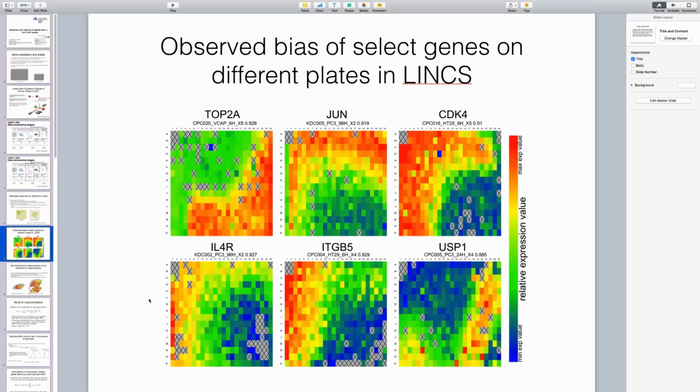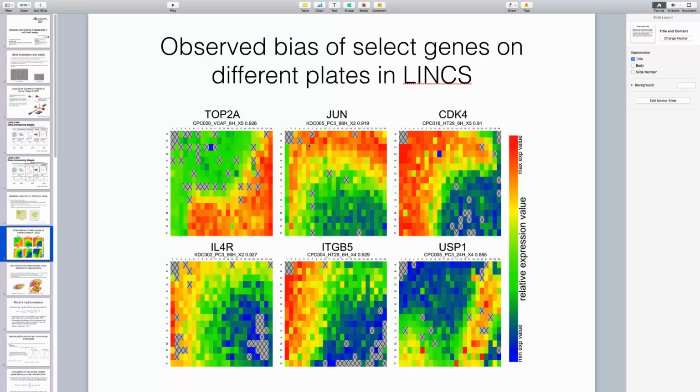So this is 6 selected genes from 6 different plates in the L1000 data. And we can see that the gene expression is mostly a function of the location on the plate. We have blue for low expression and red for high expression. And I want to mention, when I do this data analysis, I do a scale transform on the whole plate. So I'm using as control all the other samples on the plate. I don't use the DMSO or weighted DMSO control.